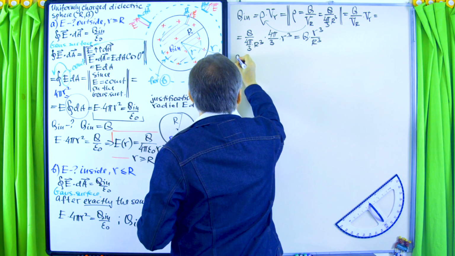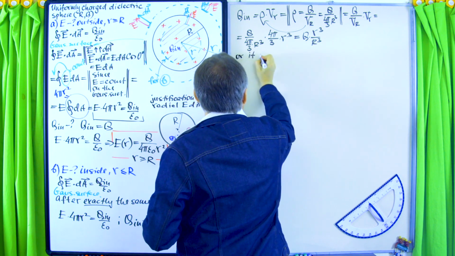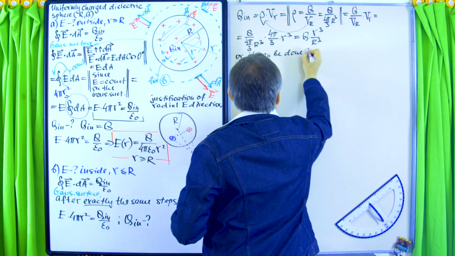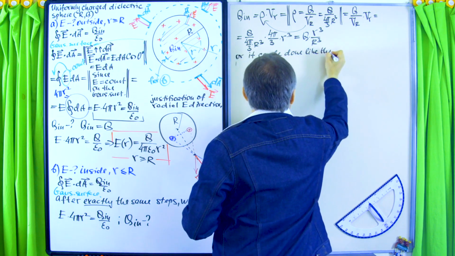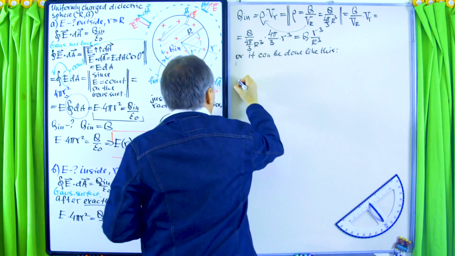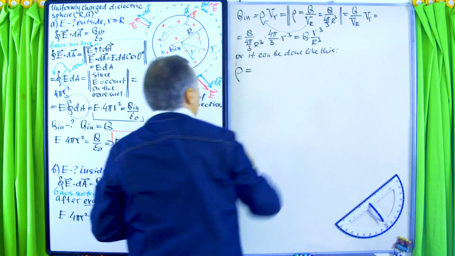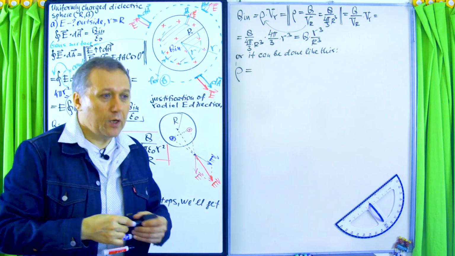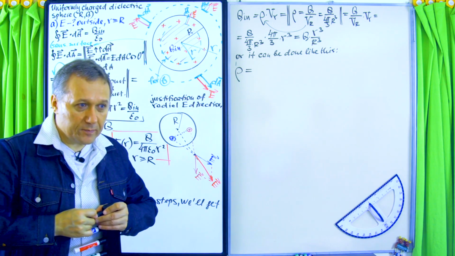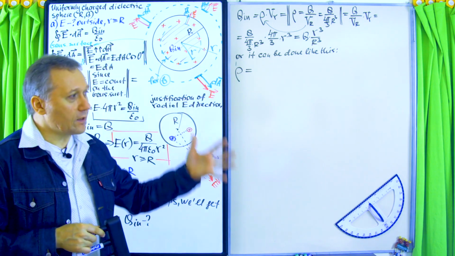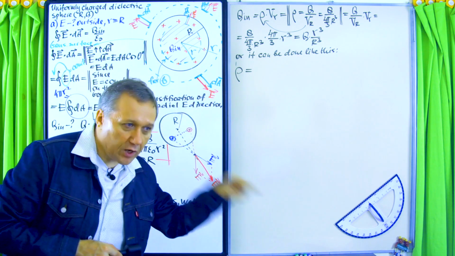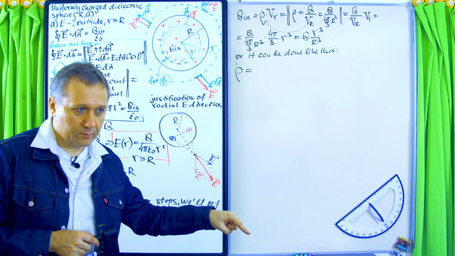Okay, let me write. Or it can be done like this. Okay, so let me write volume charge density. Again, by definition, volume charge density is what? You take the total charge and divide it by the volume over which that charge is distributed.